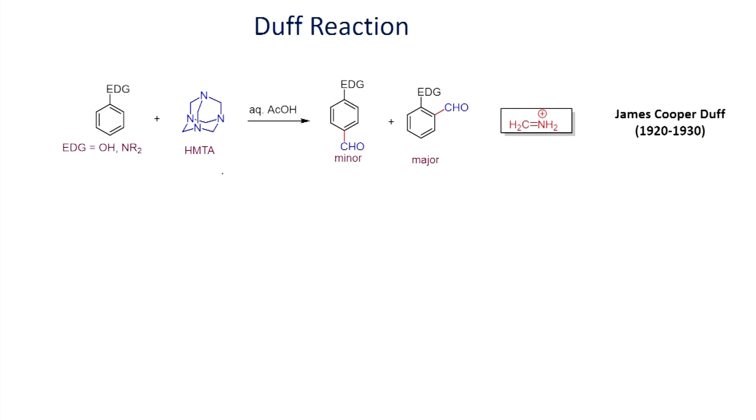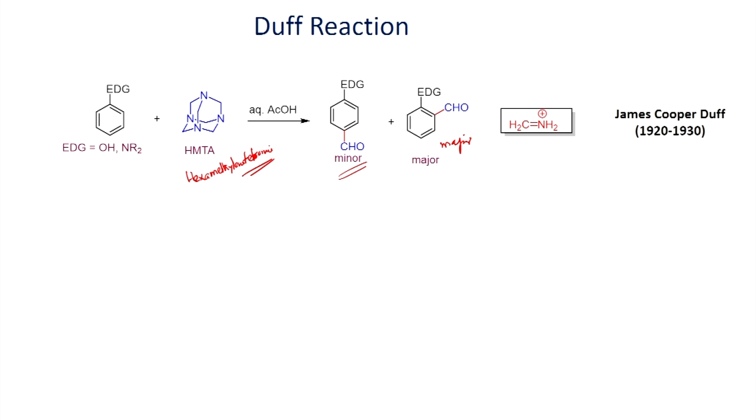This slide shows the reaction of an electron-rich aromatic system with hexamethylene tetramine in the presence of acid to give aldehyde. For example, in this case, a mixture of aldehydes can be obtained, and when you look at the ratio, the aldehyde that is formed at the ortho position is always major compared to that generated from the para position.